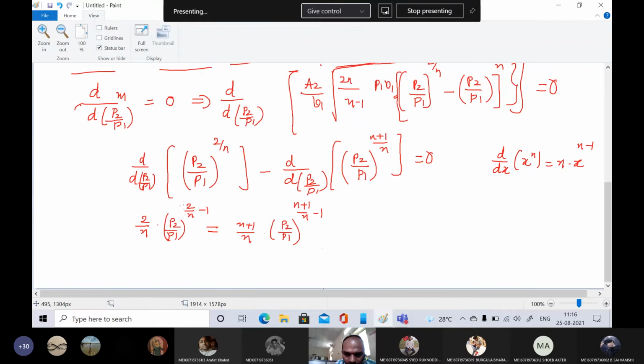So from this I can write (2/n)(P2/P1)^((2-n)/n) = ((n+1)/n)(P2/P1)^((n+1)/n - 1). n is the LCM, so the 1/n will be cancelled, I am left with only 1/n. Okay, now take P2/P1 to one side and n's to the other side.